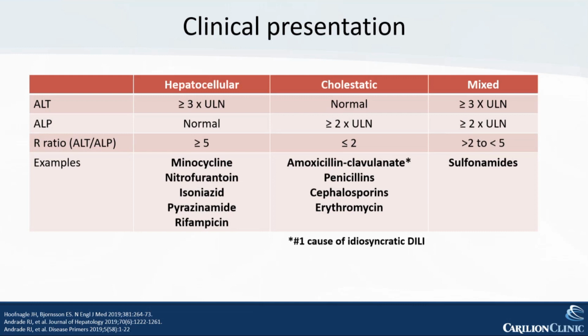When we look at some of our agents, we see either a hepatocellular, cholestatic, or mixed presentation. When we look at our hepatocellular, which is characterized by more of an ALT elevation, we see minocycline, nitrofurantoin, isoniazid, pyrazinamide, and rifampin as being our major agents there. Nitrofurantoin isn't that associated with it because mostly we're using pretty short courses. In terms of isoniazid, pyrazinamide, and rifampin, these are very common medications in treatment of mycobacterial infections, with long courses for more opportunity to cause hepatic injury.